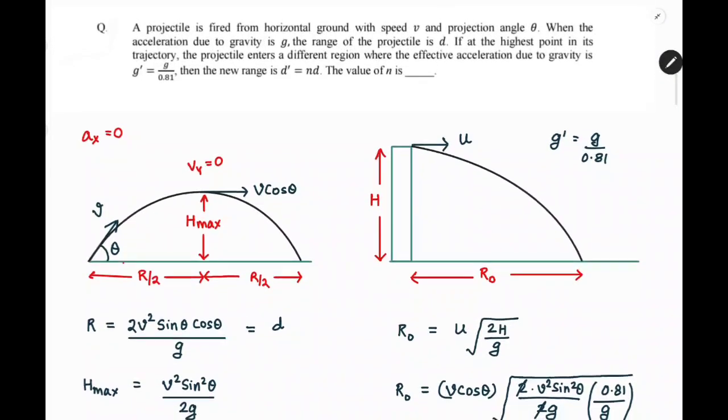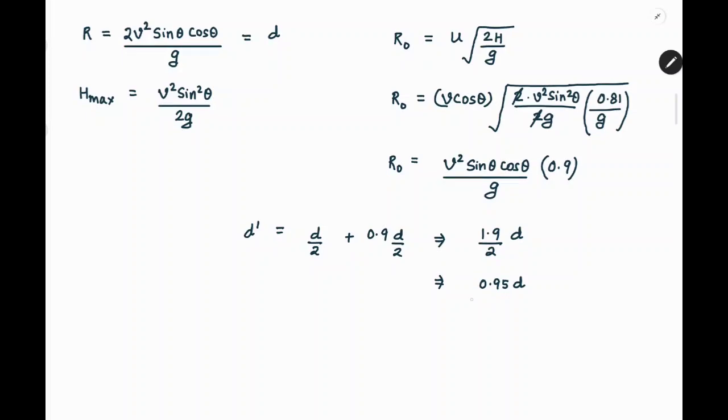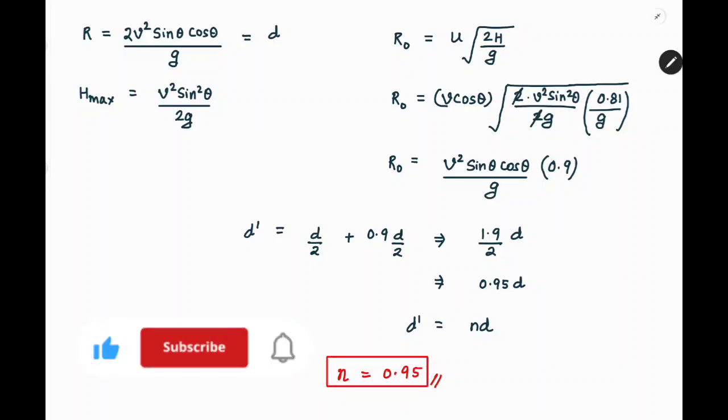So over here in the problem it is stating that the range becomes d dash equal to n times d. So the term n over here is equal to 0.95. So for this problem n is equal to 0.95. So this is the answer for this particular problem, where we have dealt with the basic concepts of ground to ground projectile and horizontal projectile.